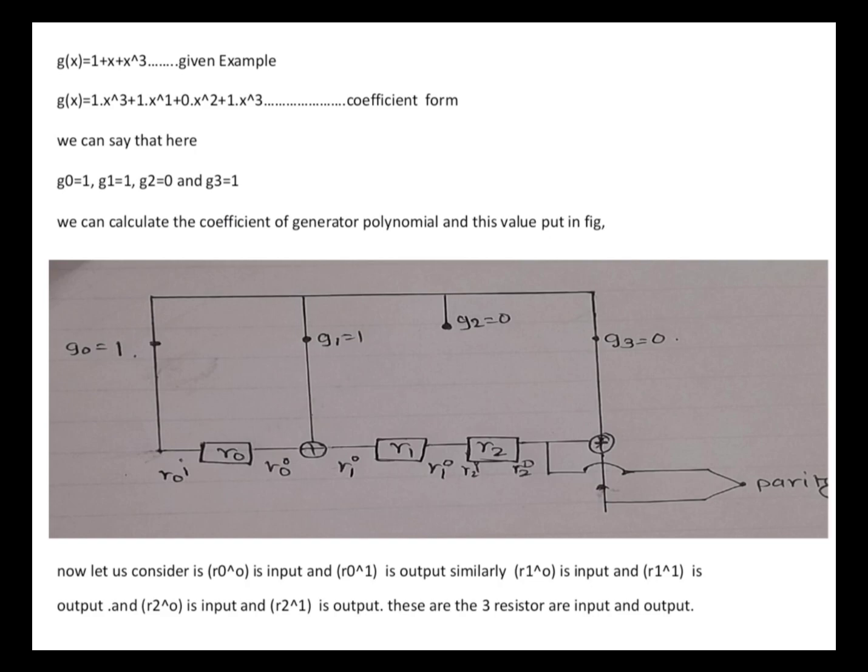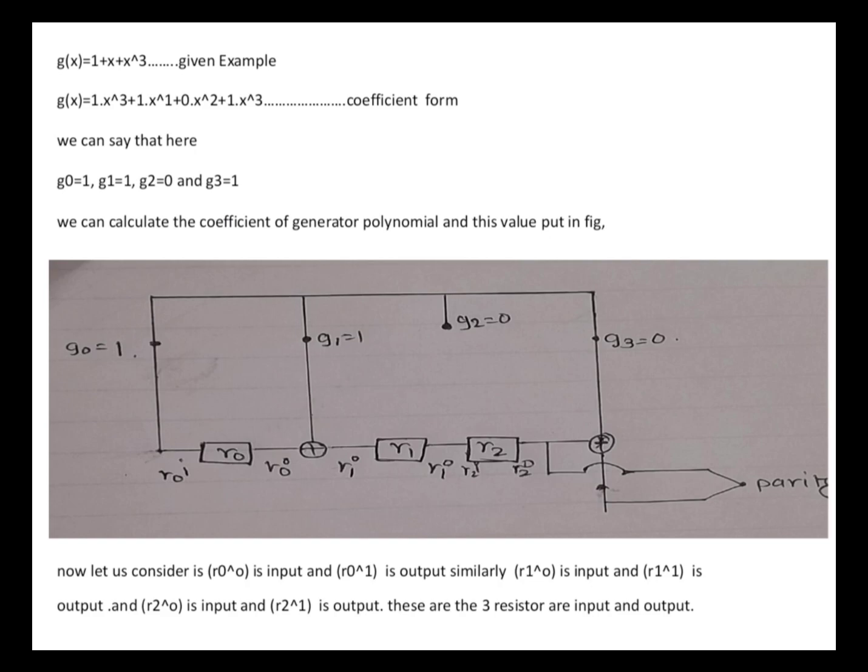So the given example is g(x) equal to 1 plus x raised to 3, and the coefficient form of g(x) is 1 into x raised to 0, plus 1 into x raised to 1, plus 0 into x raised to 2, plus 1 into x raised to 3. These are the coefficients of the given equation. We can say that g0 is equal to 1, g1 is equal to 1, g2 is equal to 0, and g3 is equal to 1. So we can calculate the coefficients of the generator polynomial.